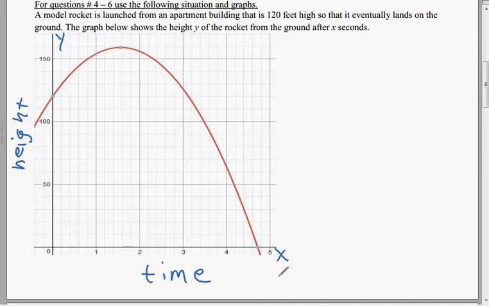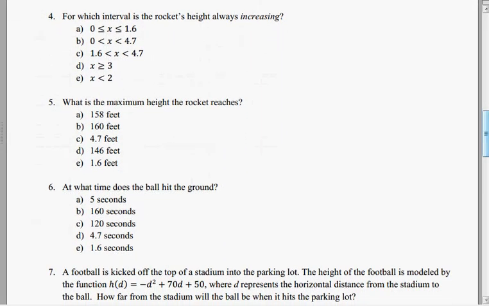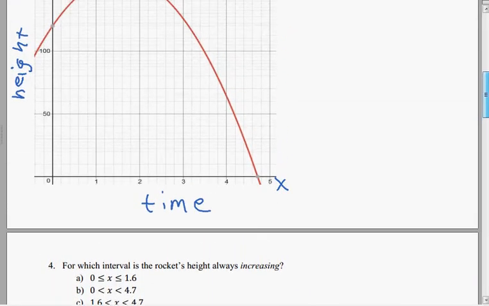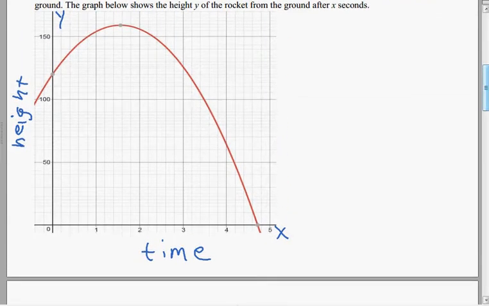First question. For which interval is the rocket's height always increasing? Okay. Pause the video really quickly and think about that question. Where is the height of the rocket increasing? When you have your answer, come back and check it with me.